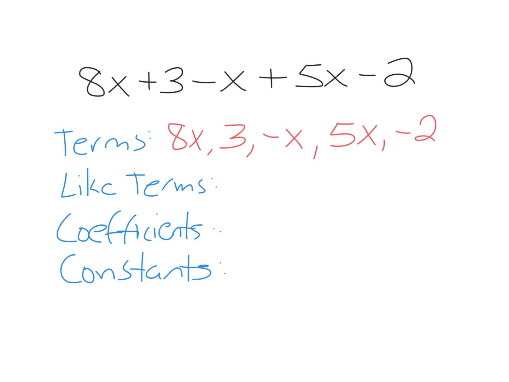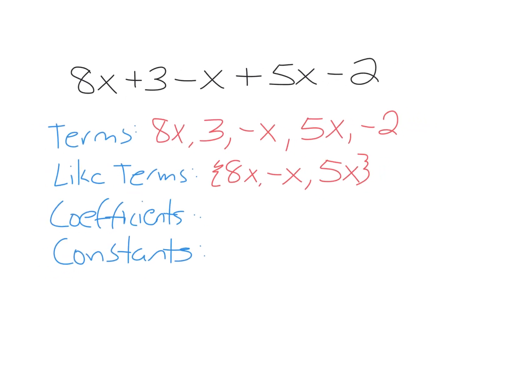Good. Okay, now we need like terms. What does like term mean? Terms that are the same and can be combined at the end, yeah? So if I start with 8x, what's a like term of 8x? Negative x and 5x. Yep, they all have what in common? X, right? That's why they're like terms. Do we have another set of like terms? Yeah. What? 3 and negative 2. How many terms do you need in order to be considered like terms? 2 or more, right? Yep.